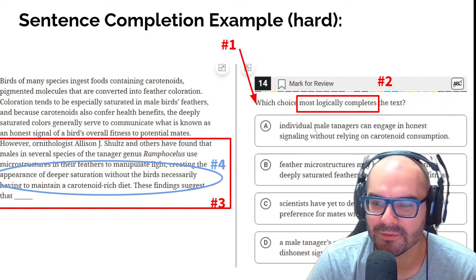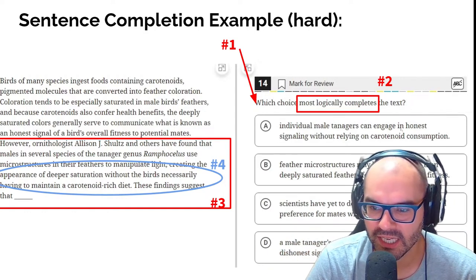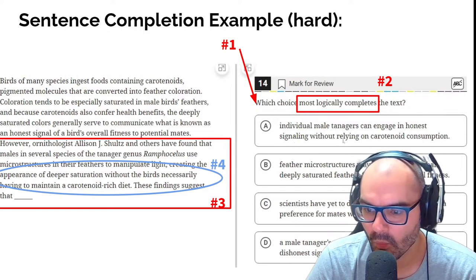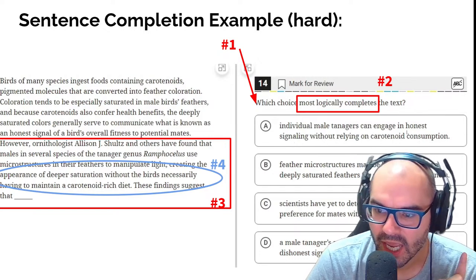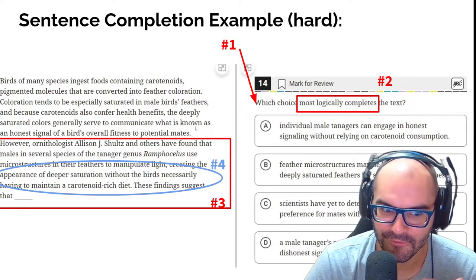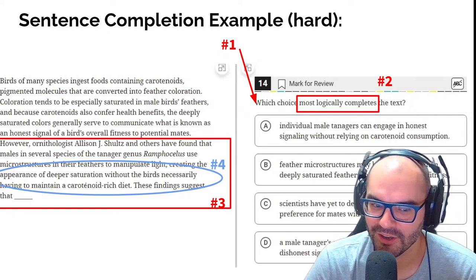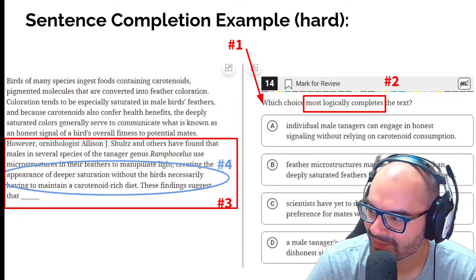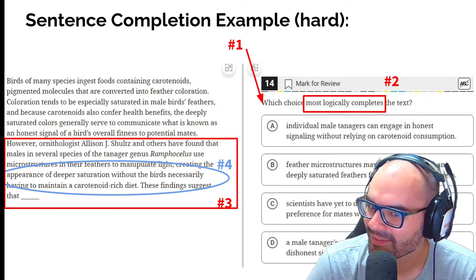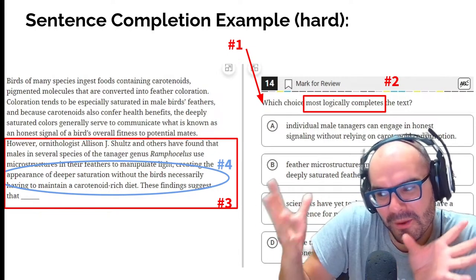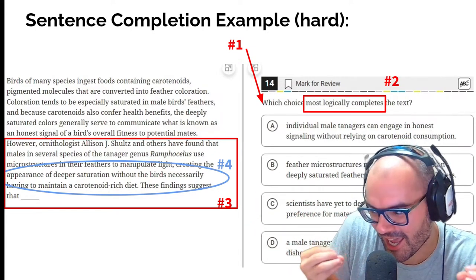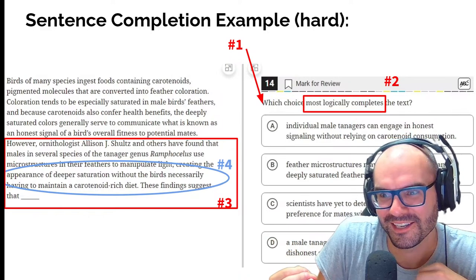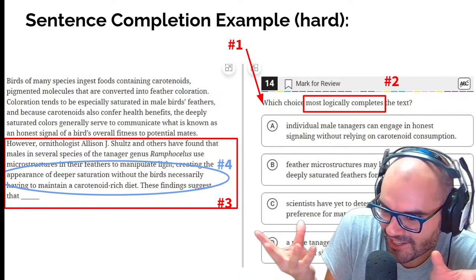But just looking at these options, then individual male tanagers can engage in honest signaling without carotenoid consumption. Is it honest if it's just the appearance of something? I think that's the big question. Not really, right? If it's just the appearance, but you're not actually eating the diet that gives you the good stuff, then it's not really an honest signal.